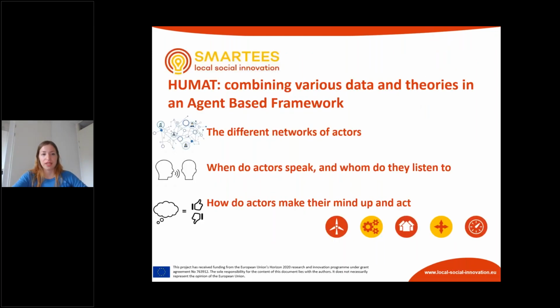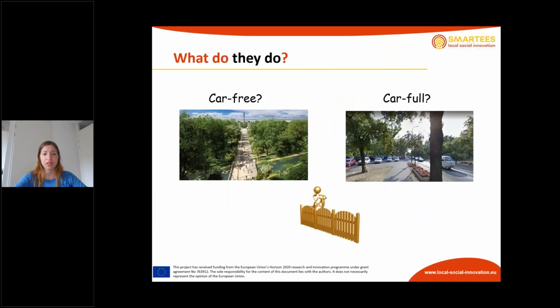So how to do that in this agent-based model? Well, SMARTEES developed an architecture called UMAT that combines various types of data and theories in an agent-based framework. This is so that we can simulate how agents, so people in Budapest or in Groningen, make decisions about the specific case. To do so, we have to account that people have their own opinions and they have their own characteristics. They have, for instance, a network that they belong to, and they speak with different people about how they feel about closing the park for cars. So the main task that agents, but also in real life people, had here is deciding, would I prefer a car-free park or would I prefer a car-full park?